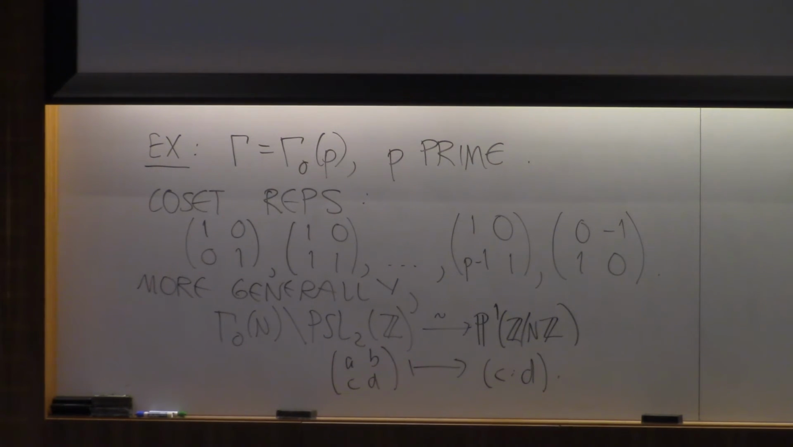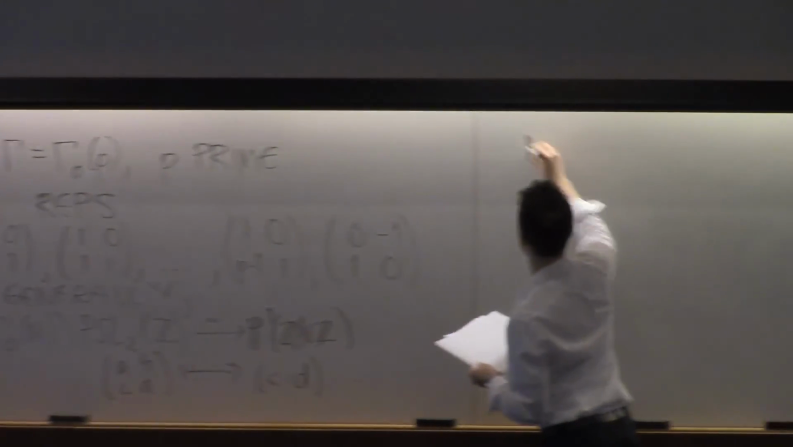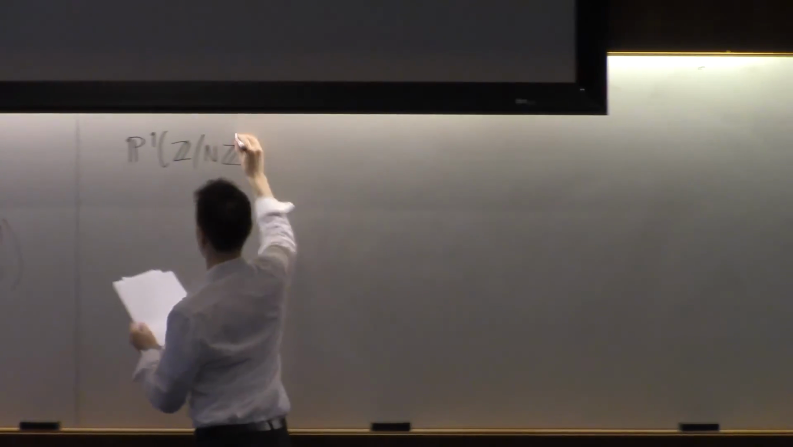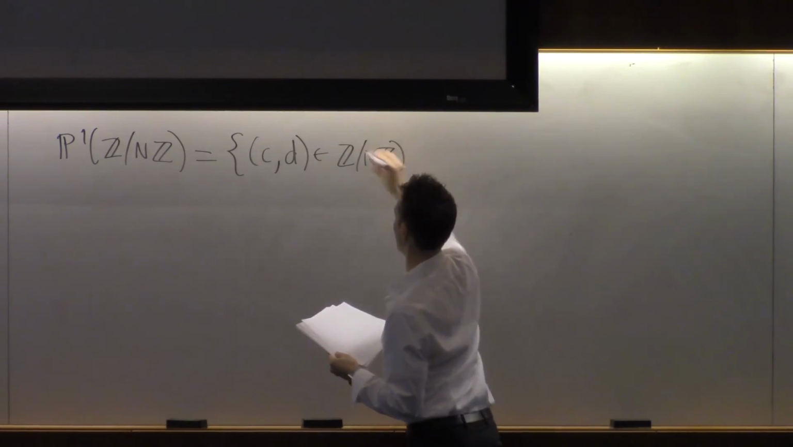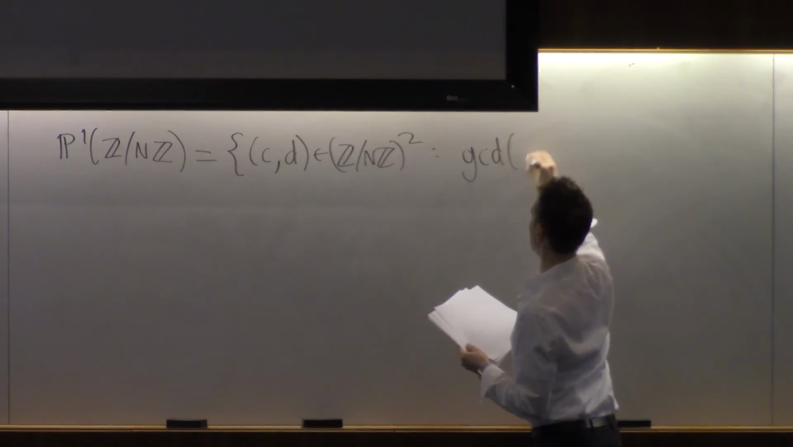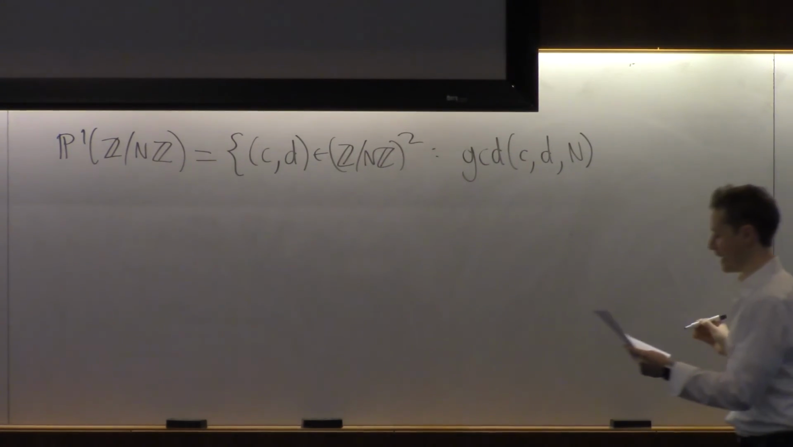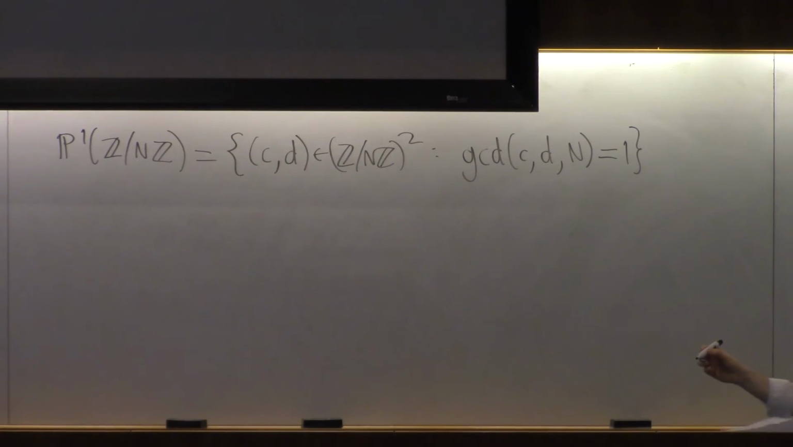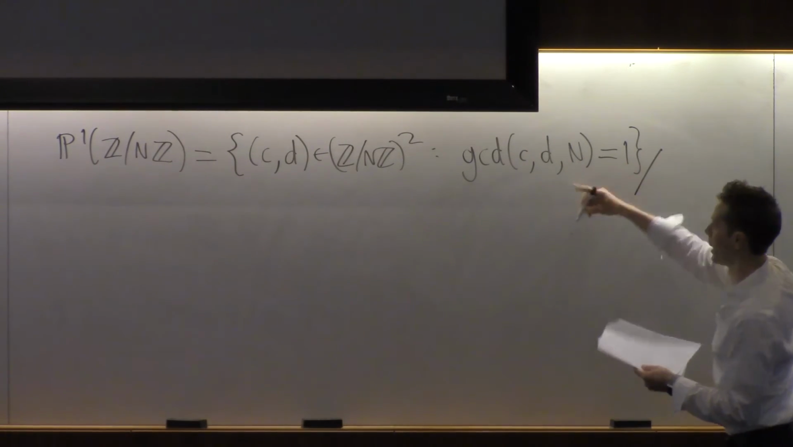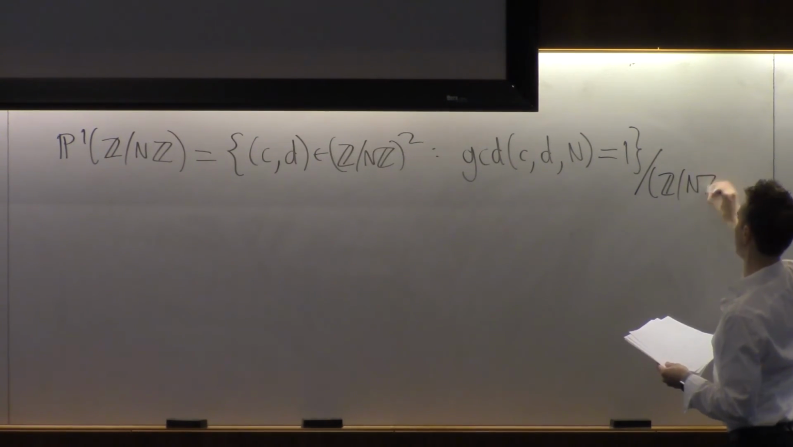What's P^1 of a ring? Well, I get to choose two elements from the ring. They need to generate the unit ideal of that ring, and I consider them up to scalar equivalence by units in the ring R. So here P^1(Z/NZ) is the set of pairs (C, D) from (Z/NZ)^2 such that the GCD of C, D, and N is equal to 1. So I don't want a prime that divides N and divides both C and D, and then I consider them up to scalar multiplication by (Z/NZ)*.